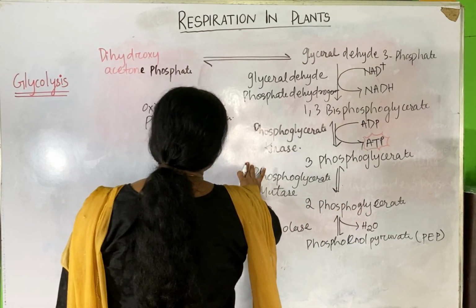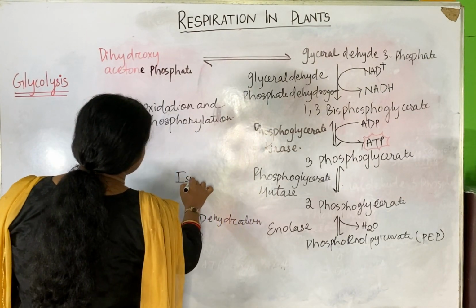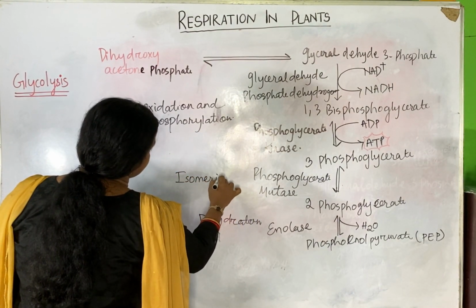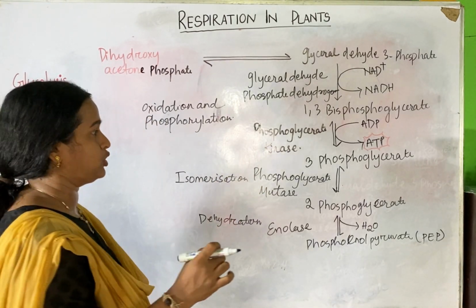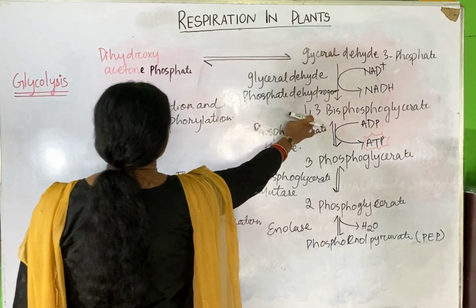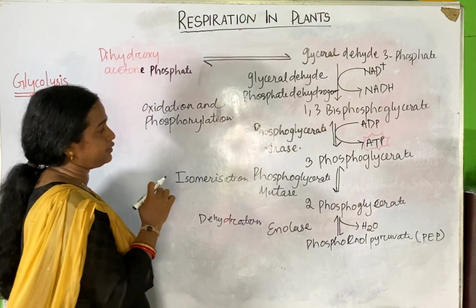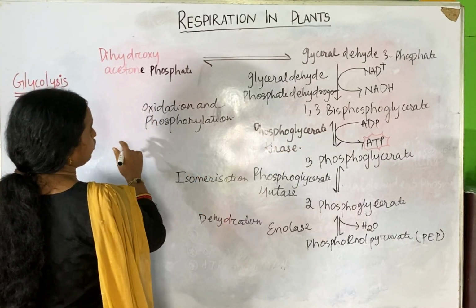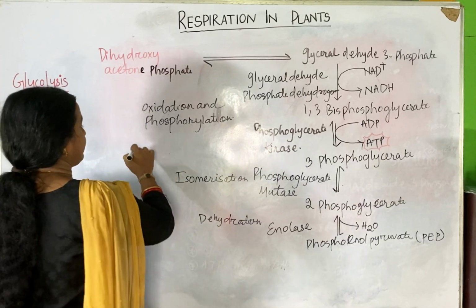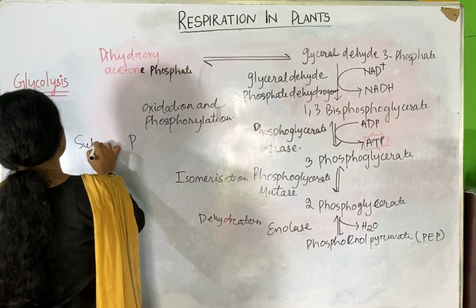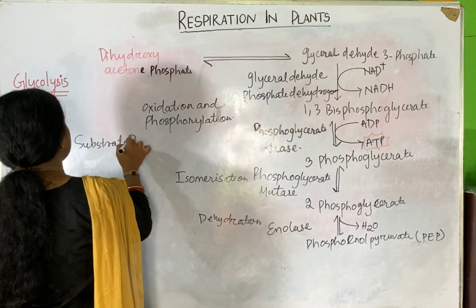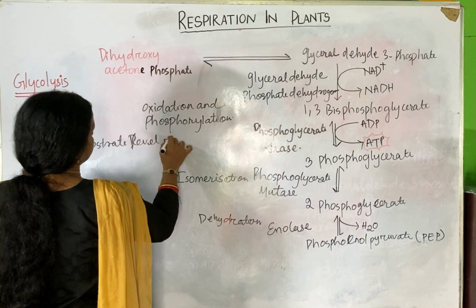And this stage is called isomerization. That is the conversion of 3-phosphoglycerate to 2-phosphoglycerate. And the stage that is the conversion of 1,3-bisphosphoglycerate to 3-phosphoglycerate, where the first ATP production happens, is called substrate level phosphorylation.